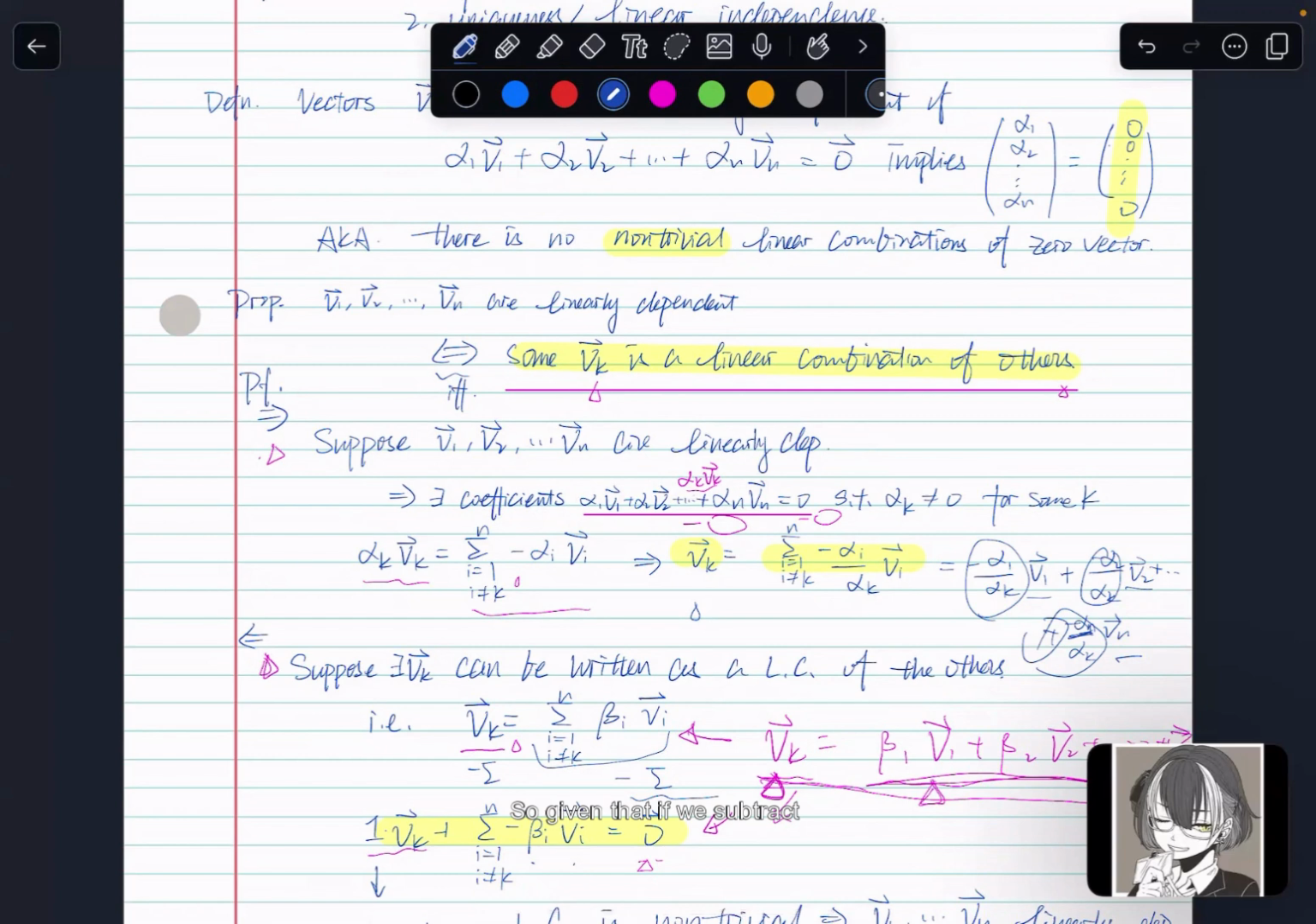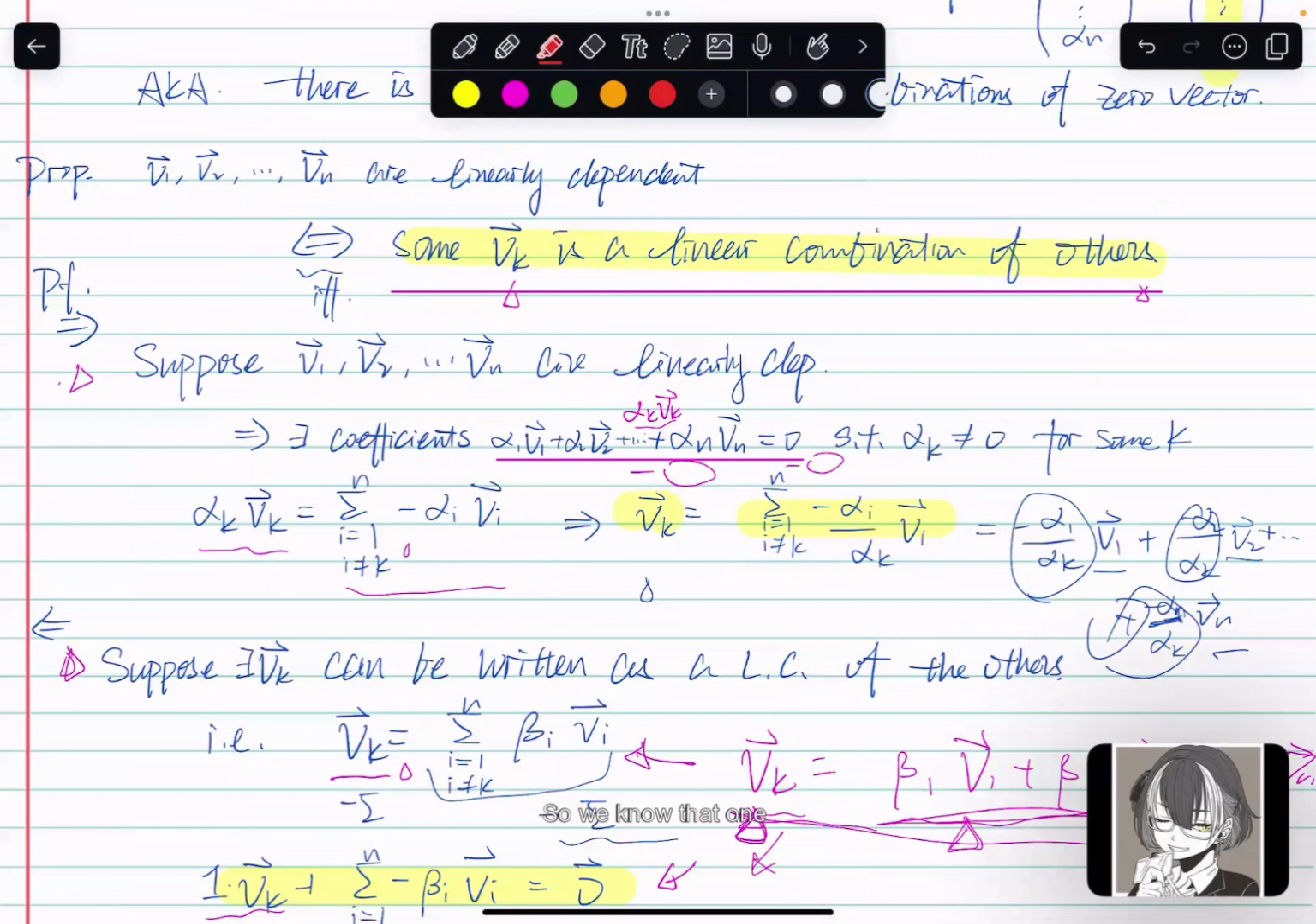So given that, if alpha k is not 0, so alpha k is right here. Let's subtract everything else on both sides. So subtract alpha 1 V1, alpha 2 V2, all the way through alpha n Vn, except this alpha k Vk, and on the right side as well.